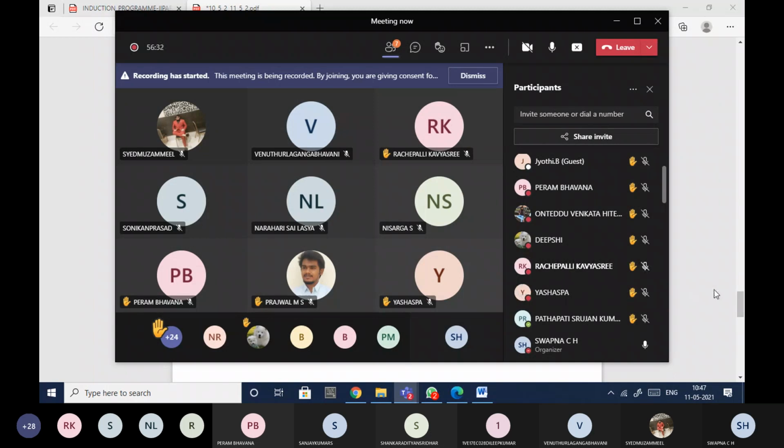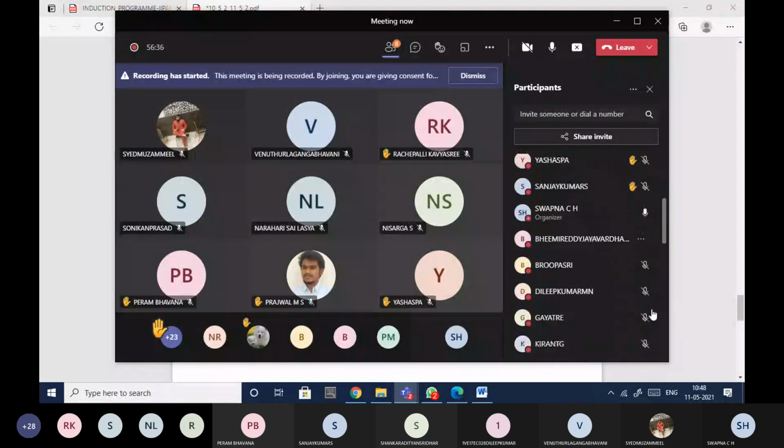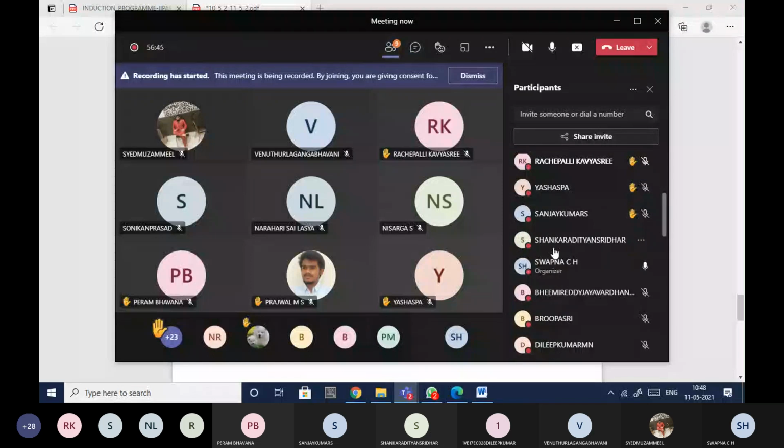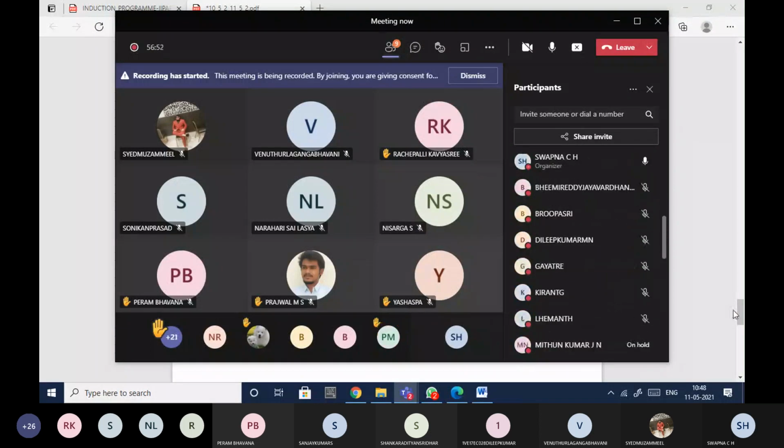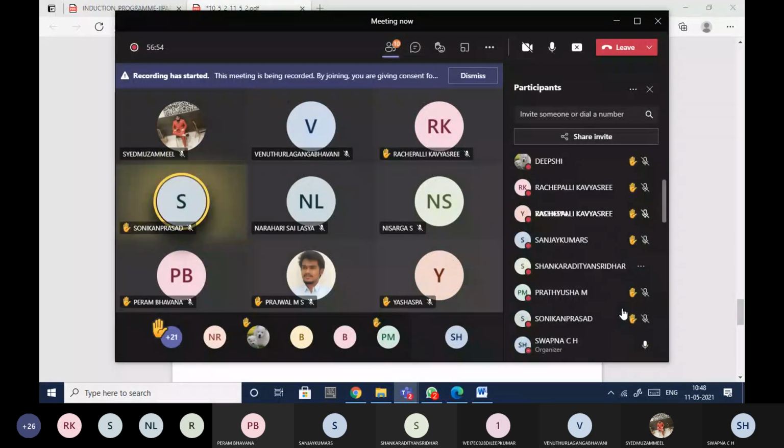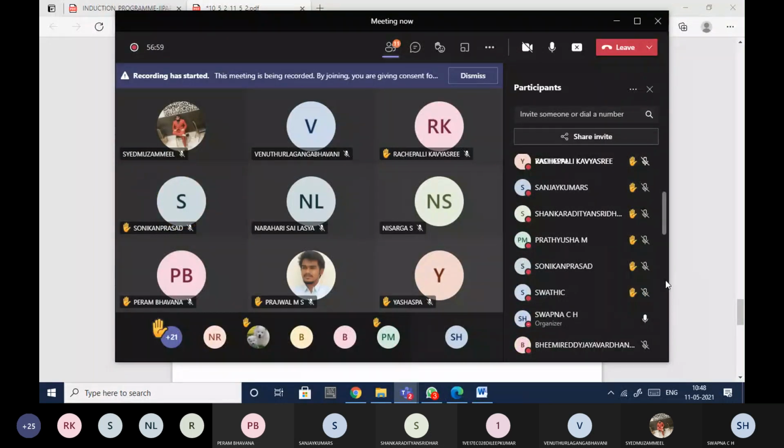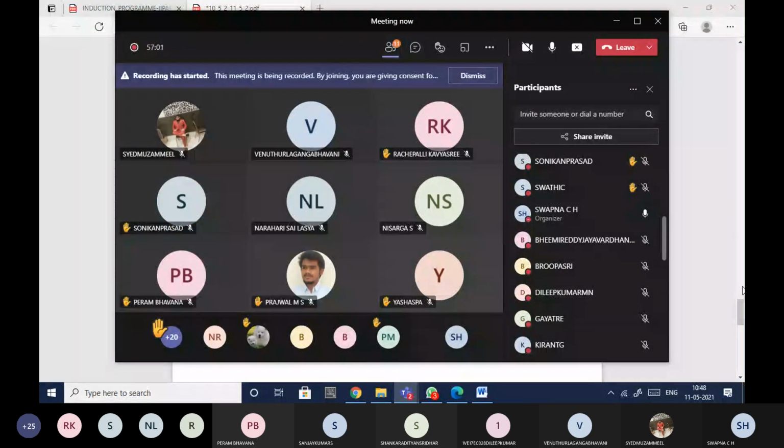Deepshi has finished. Yashas has finished. Sanjay Kumar has finished. Only these people can leave. Others, until you finish, I'm not going to let you. Shankar Aditya has finished. Pratyusha, then Sonika has finished. Swati, simply don't raise your hand.